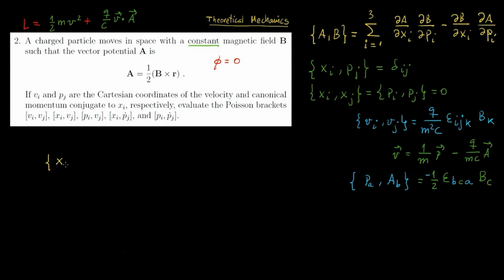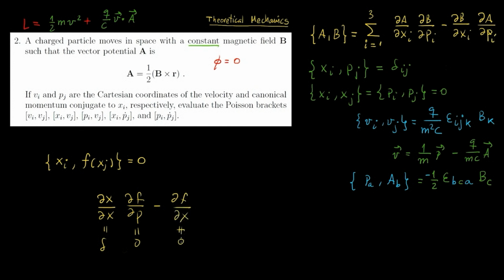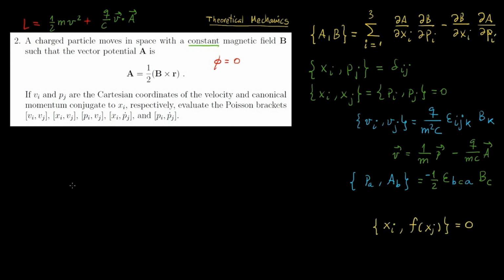Suppose you have an x_i here and a certain function f of x_j only. Then this is 0 because partial x with respect to x is delta, but partial f with respect to p is 0 because f has no dependencies on p. And a similar thing happens here because partial f with respect to x is in general different from 0, but partial x with respect to p is 0. So this is 0. This is a nice property, as you will see in 5 seconds.